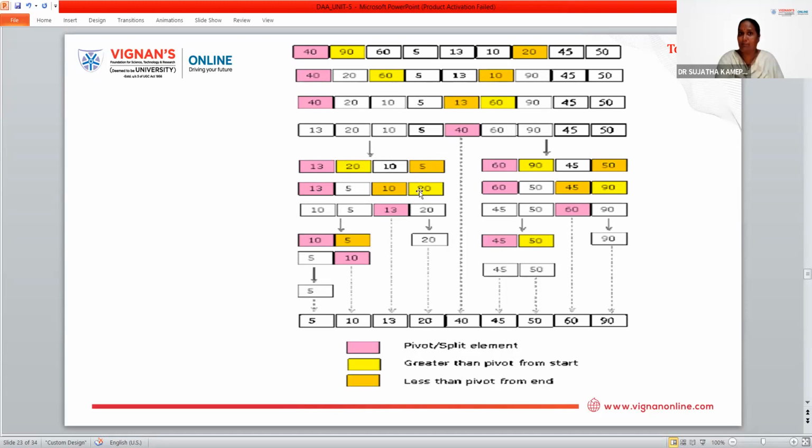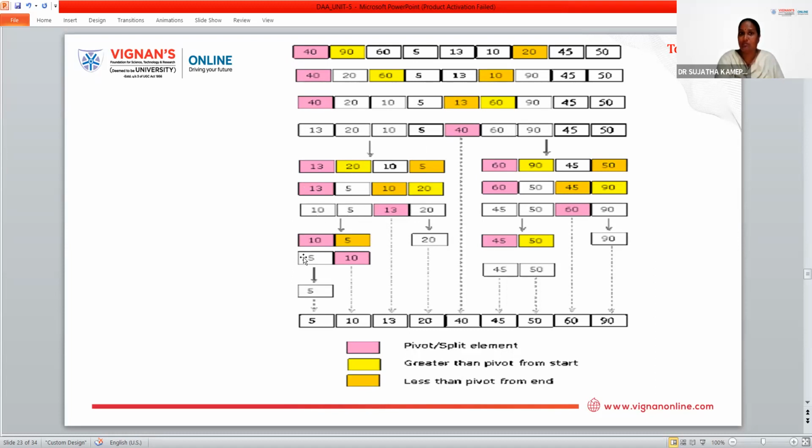These two are swapped. And here, when I am moving, this is the greater element and this is the lesser element. But 20 is already swapped. So that's why 10 is replaced with 13. So this becomes the left subarray and this becomes the right subarray. Since this contains only one single element, this is already sorted. Here, the same procedure is followed.